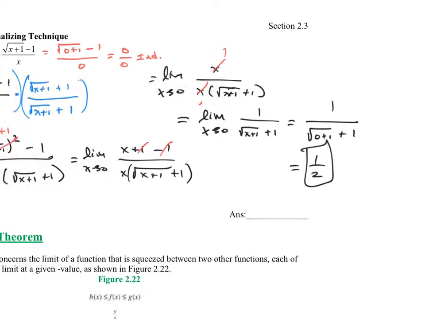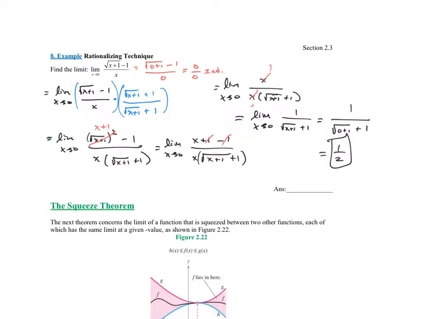When I originally plugged it in, I got 0 over 0. I rationalized the denominator. After rationalizing the denominator and plugging it in, I was able to get the value of 1/2. So what could I do at this point in time? I could take literally the 30 seconds or less that it takes to plug this into my table feature of my calculator to verify my answer. Highly, highly recommend doing that.